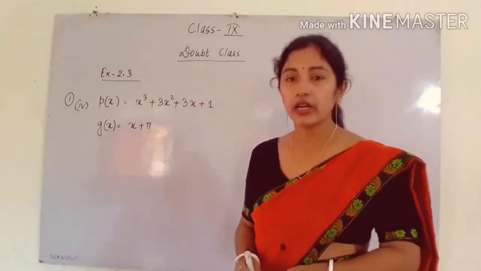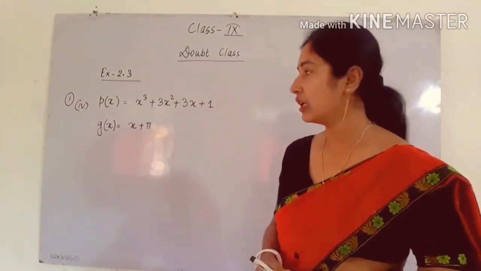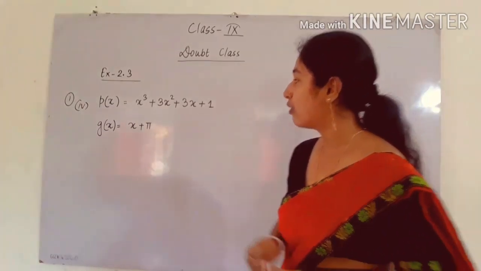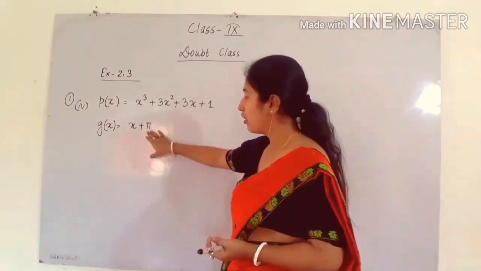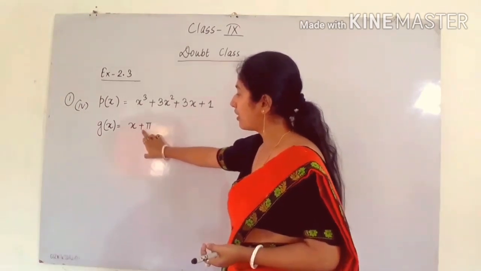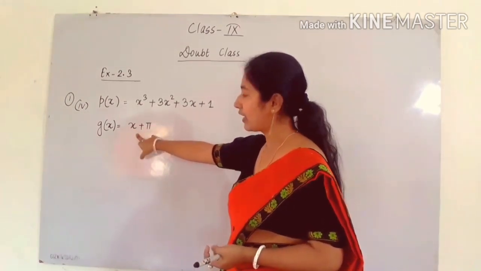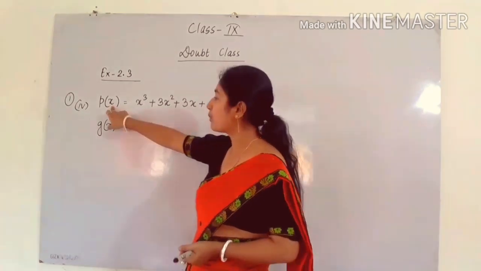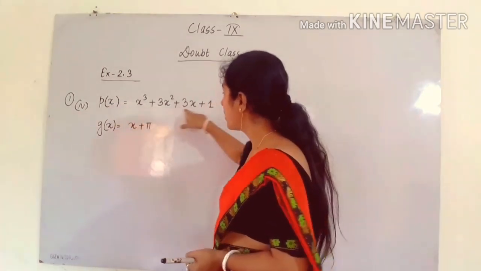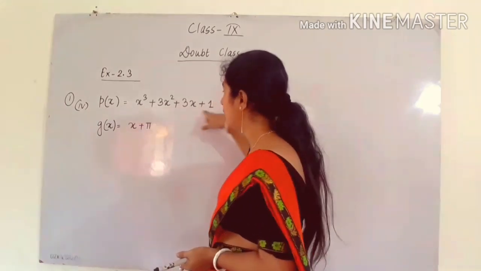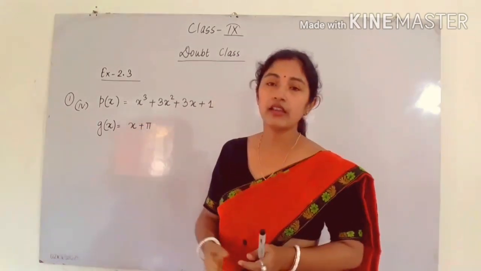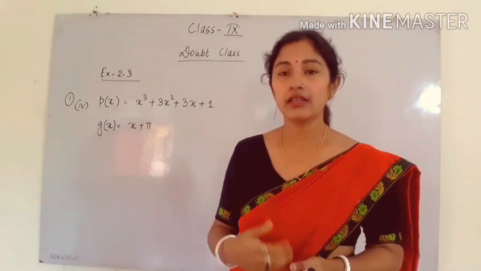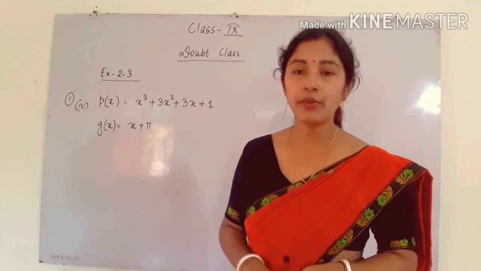So see, you can do it in two ways, you know about it. The first method is you can put the value of x equal to minus pi. From here you can find the value of x as minus pi. So you can directly put minus pi in place of x in this polynomial, then you can easily find the remainder. This is the first method, that is very simple.